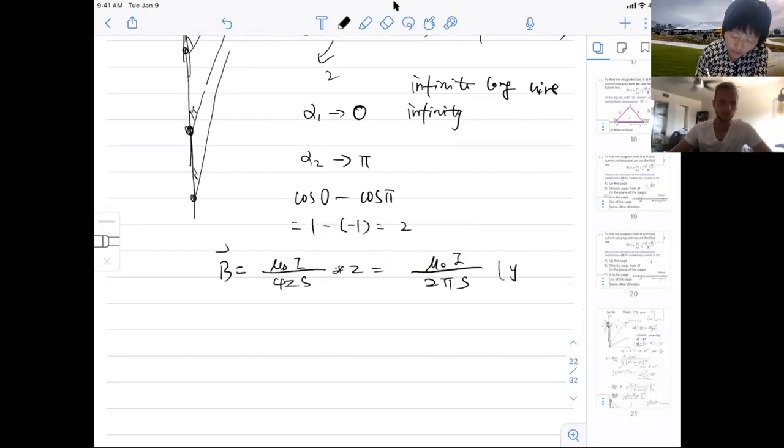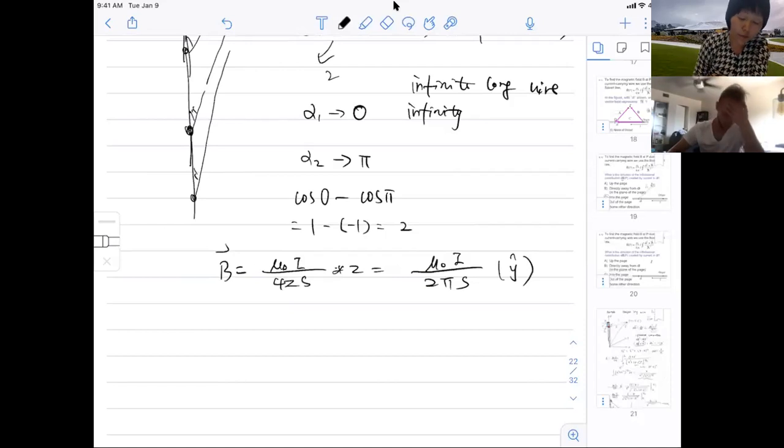So into the page is y. Does that look familiar for a current wire? I hope it does. And as you still recall, if you can use Ampere's law as we do in the next topic, you can get this result like in 2 seconds. So mu naught I over 2 pi s. This is something we are familiar with.